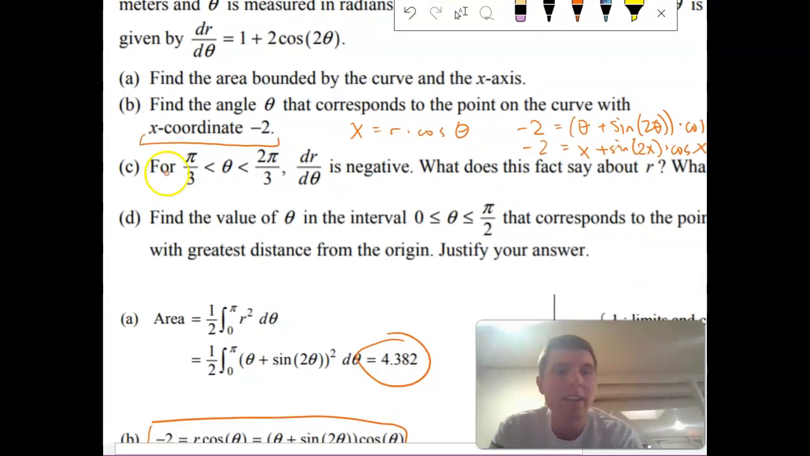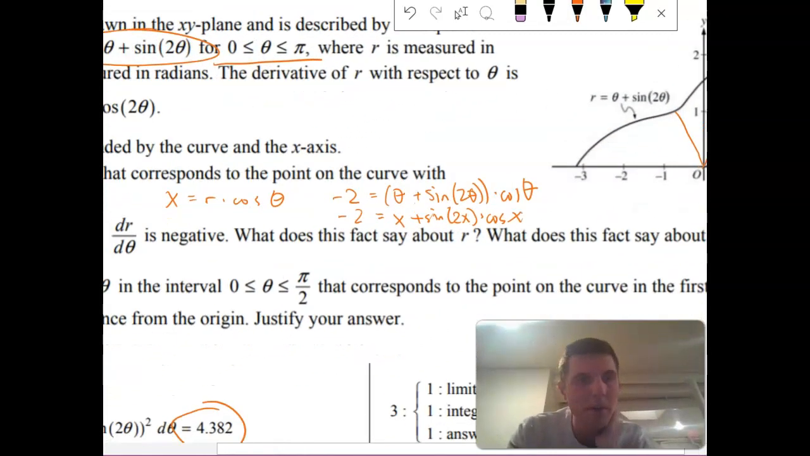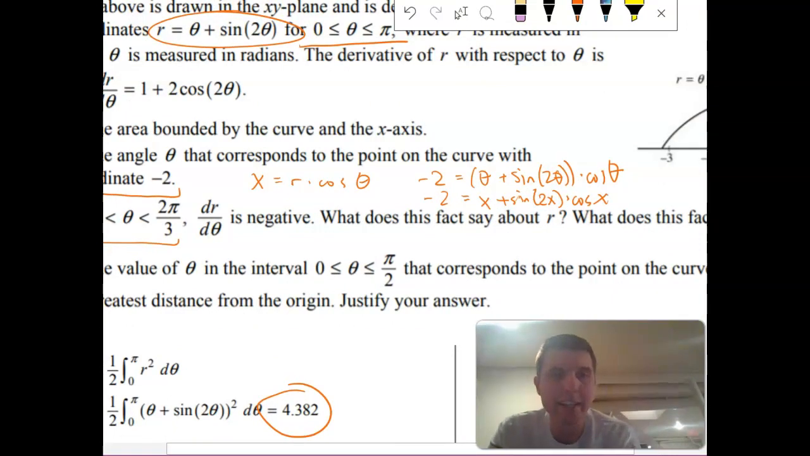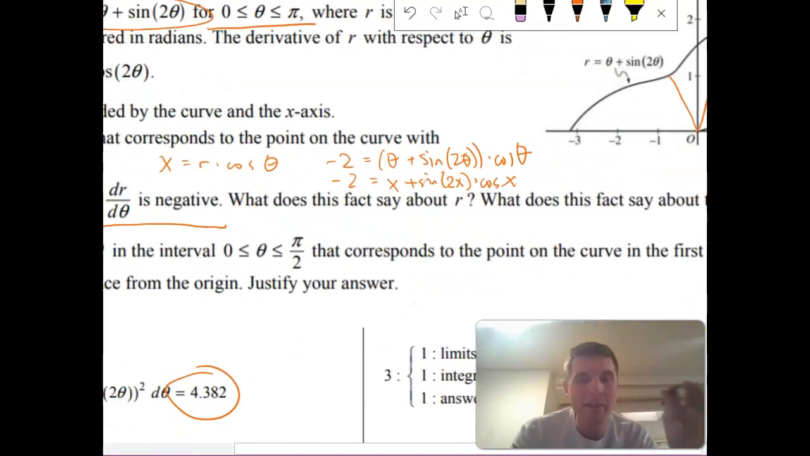So it says for pi over 3 to 2 pi over 3. So look at your graph here. That's about here to here, maybe. Something like that. dr d theta is negative. This is something we're working with the AB students a lot. What does that say about r? What does it say about the curve?